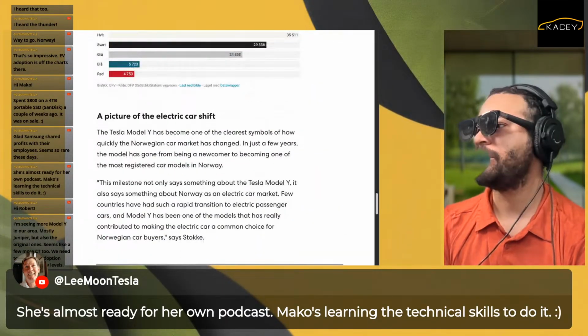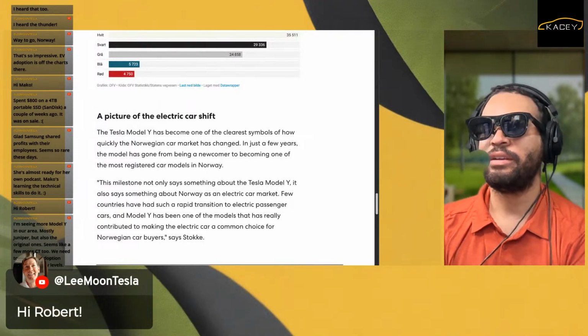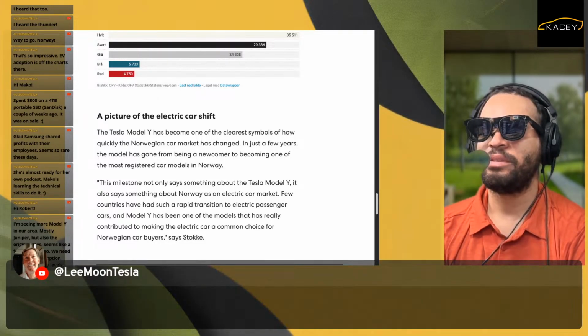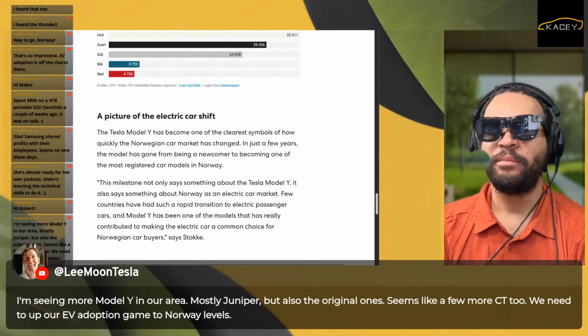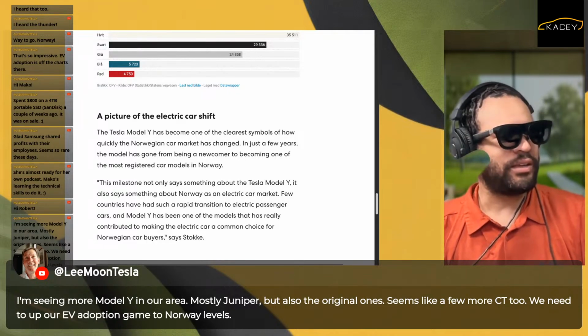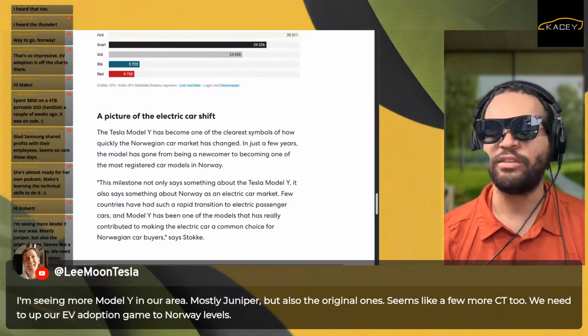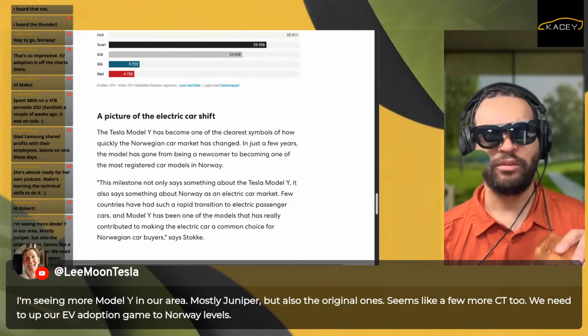Oh, that's cool. Next, we're going to go to Lee. Lee says, hi, Robert. And Lee says, I'm seeing more Model Ys in our area, mostly Juniper, but the original ones as well. Seems like a few more Cybertrucks as well. We need to keep up our EV adoption game to Norway levels. Yeah, we do. And I've seen a lot more Junipers, but I've seen a couple of just the standard model without the light bar. Always takes me by surprise. And then I've seen a couple Cybertrucks.